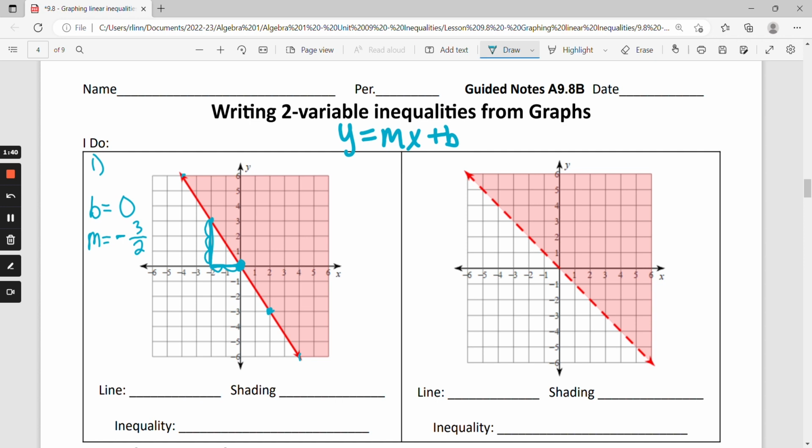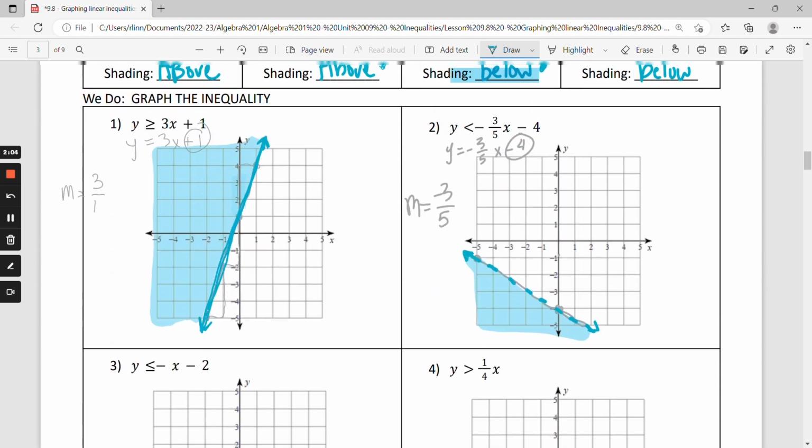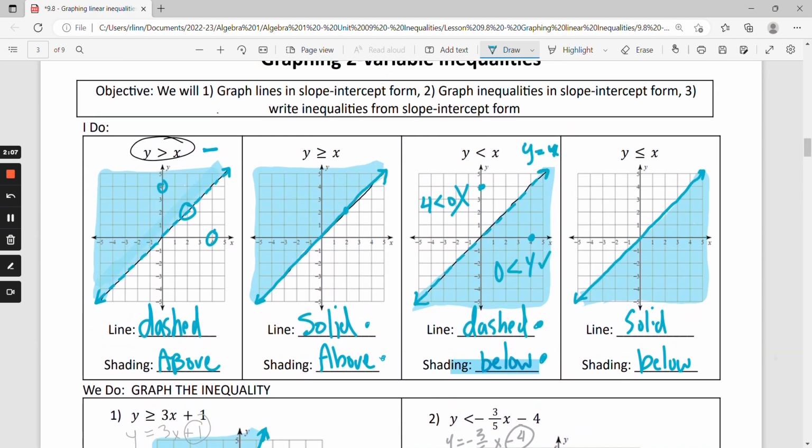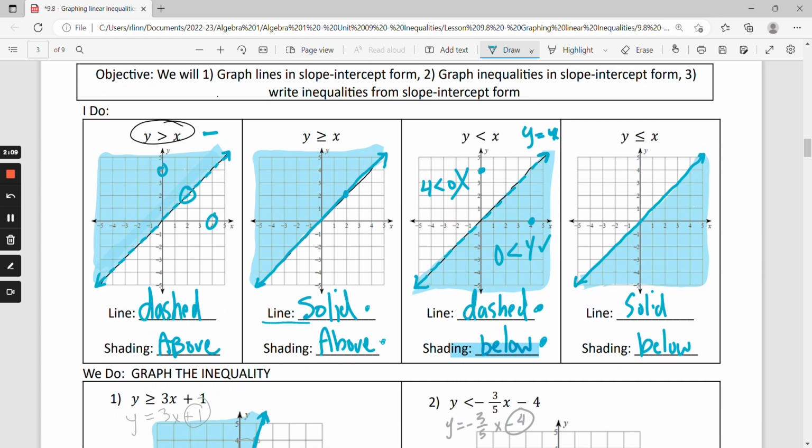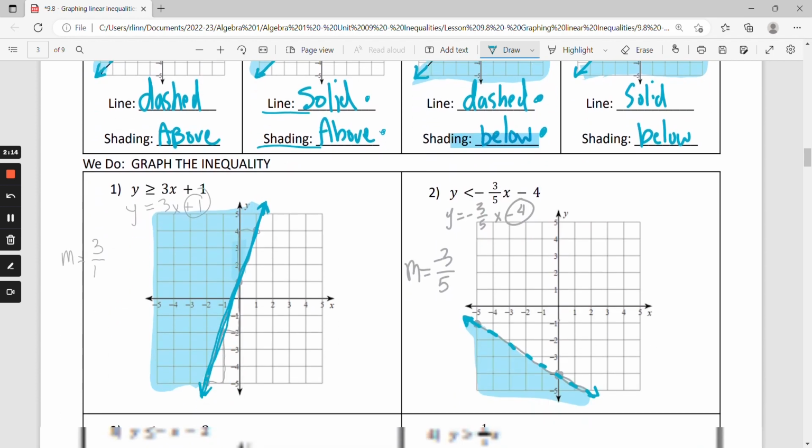Now looking at this graph, I can see that my line is a solid line. It is not dashed. So I'm going to write that it is solid. And then the shading is above the line. If I pick a point on this line and go up, I can see that all of that is shaded, so my shading is above. Now I can look up here on the other side of my guided notes and see that when I have a solid line and the shading is above it, I'm going to be using greater than or equal to.